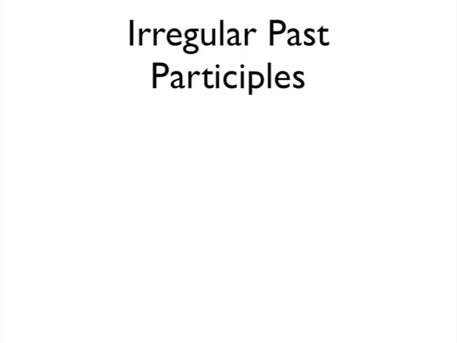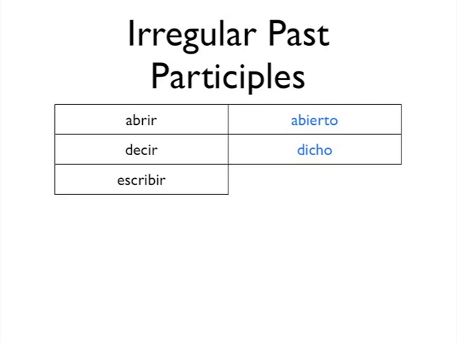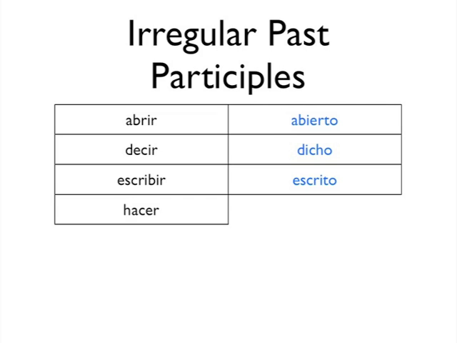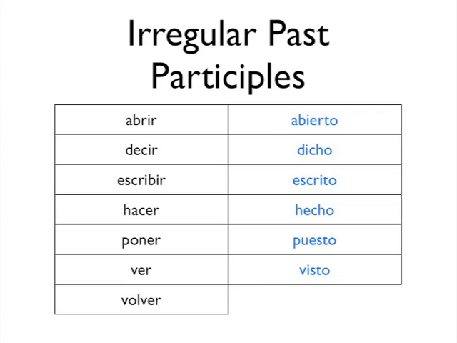There are some irregular past participles. For example, abrir becomes abierto. Decir becomes dicho. Escribir, escrito. Hacer, hecho. Poner, puesto. Ver, visto. Volver, vuelto.